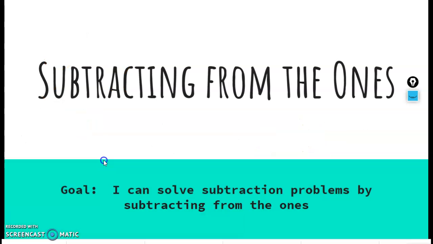So going back to our very first slide, reminder, our goal is I can solve subtraction problems by subtracting from the 1s. I bet you can do this today. Go ahead and try some examples in your math workbook.